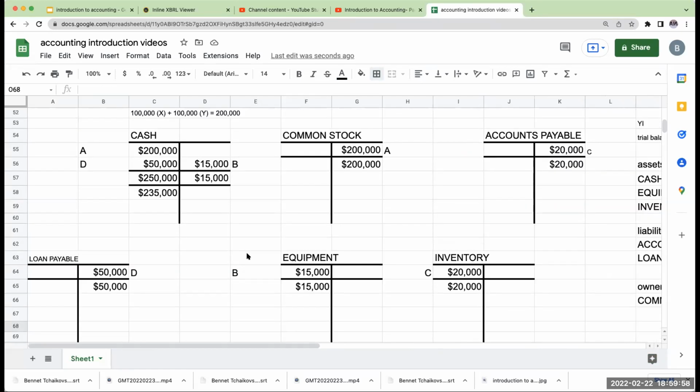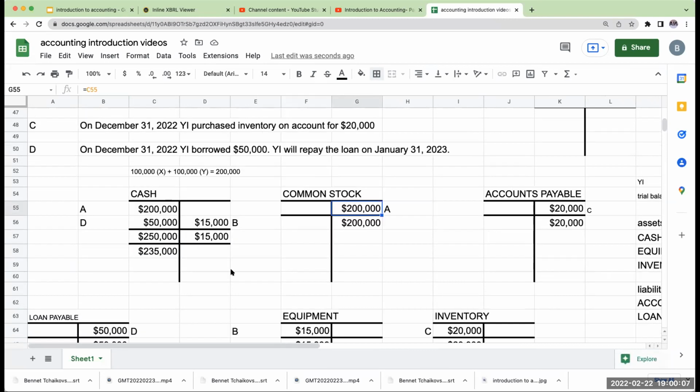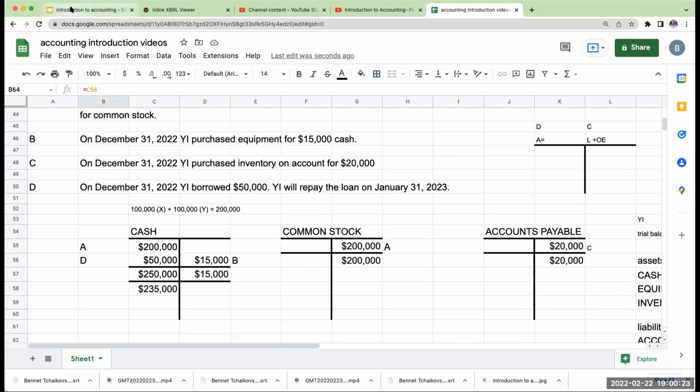If they didn't, I'd want to go back and look, say, okay, I got cash, I gave out common stock: debit, credit. Here, I purchased equipment for 15 cash: debit equipment, credit cash. Over here, purchased inventory on account for 20,000, got inventory, which is an asset, bought it on account, so it's going to be accounts payable. Over here, I borrowed money, so I got cash coming in and I'm crediting loan payable. So that's enough for this.